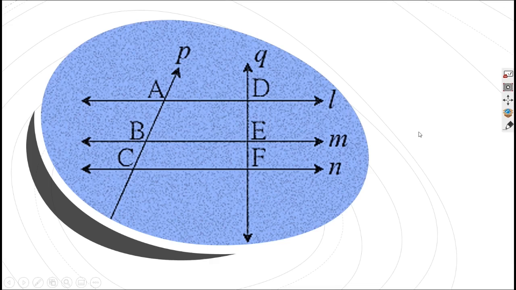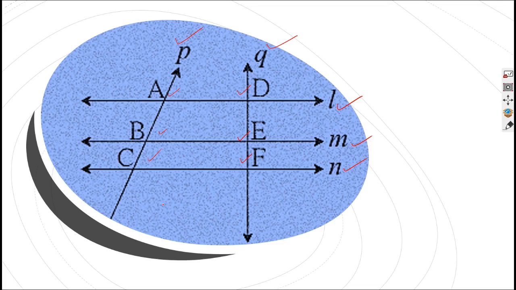I think you remember this particular figure which you have studied in the first chapter, as well as in 9th standard. There are three parallel lines named L, M and N, and there are intersecting lines P and Q, and intersecting points which you can see as A, B, C here, D, E, F here. When parallel lines and intersecting lines come, a lot of things should come to your mind.